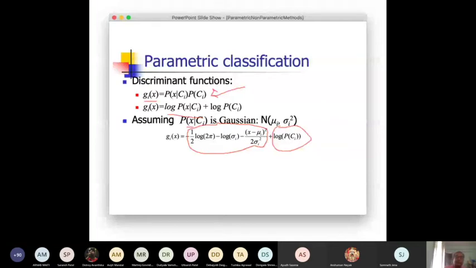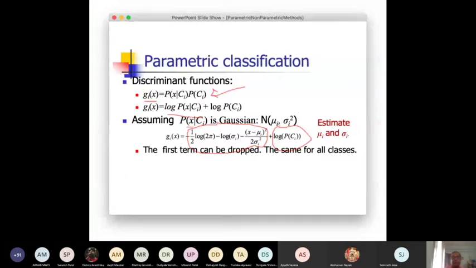So this is how a discriminant function looks under the parametric framework, and the method remains the same. For each class you estimate the expectation or mean and the standard deviation, and then you simply compute. You should also compute the priors of the classes, the class probabilities, and then you can use this discriminant function. Now the first term can be dropped.